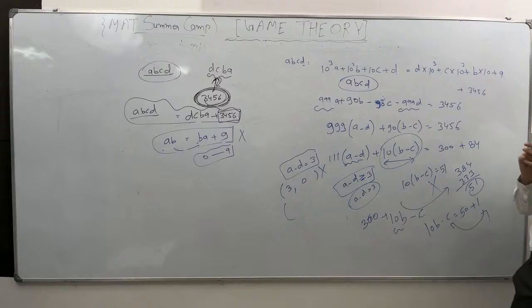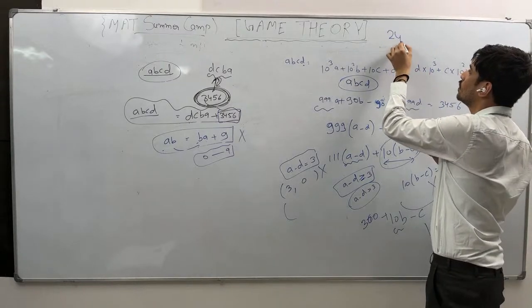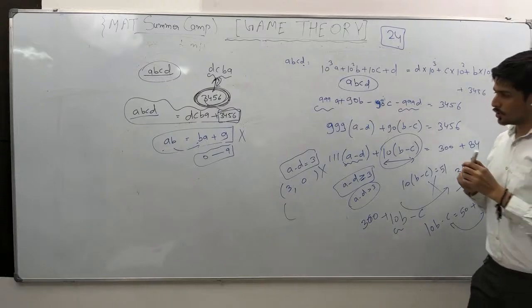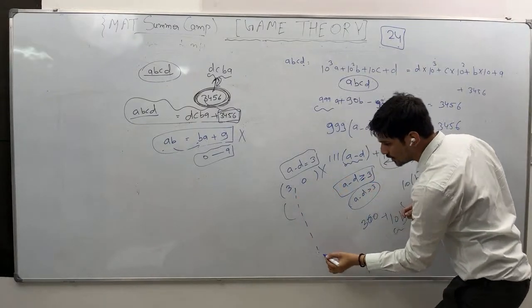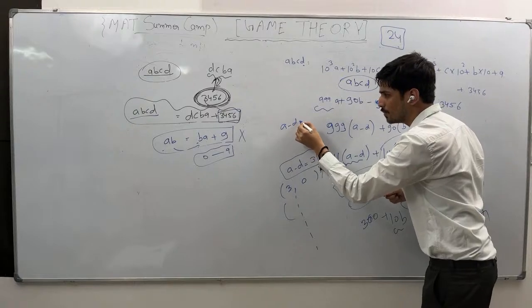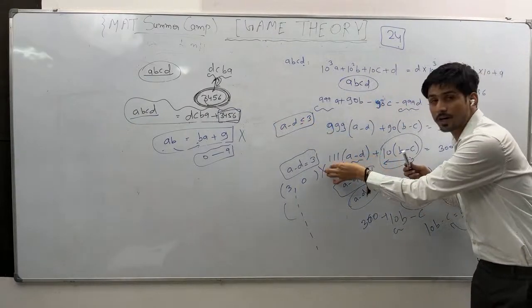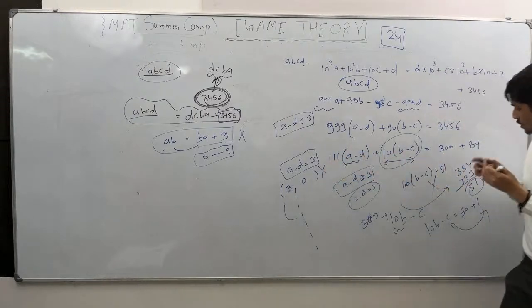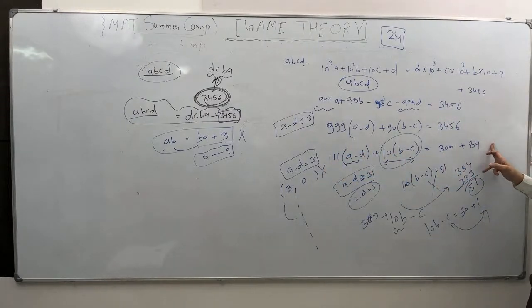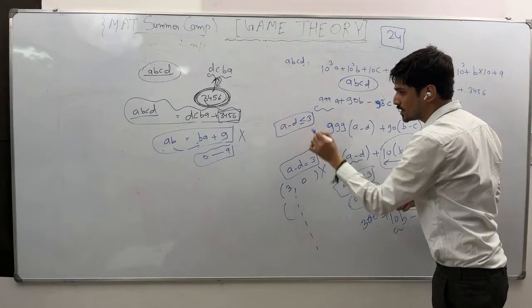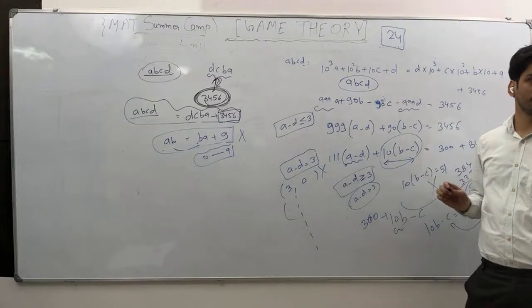Is it clear? So our final answer, I'll tell you, there will be 24 such numbers. You try to find it; correspondingly, you have to take the various cases. You know that a minus b has to be less than or equal to 3 only, because once it goes to 4, then 444, and 444 is not possible. So now a minus d is less than or equal to 3 only. Clear?